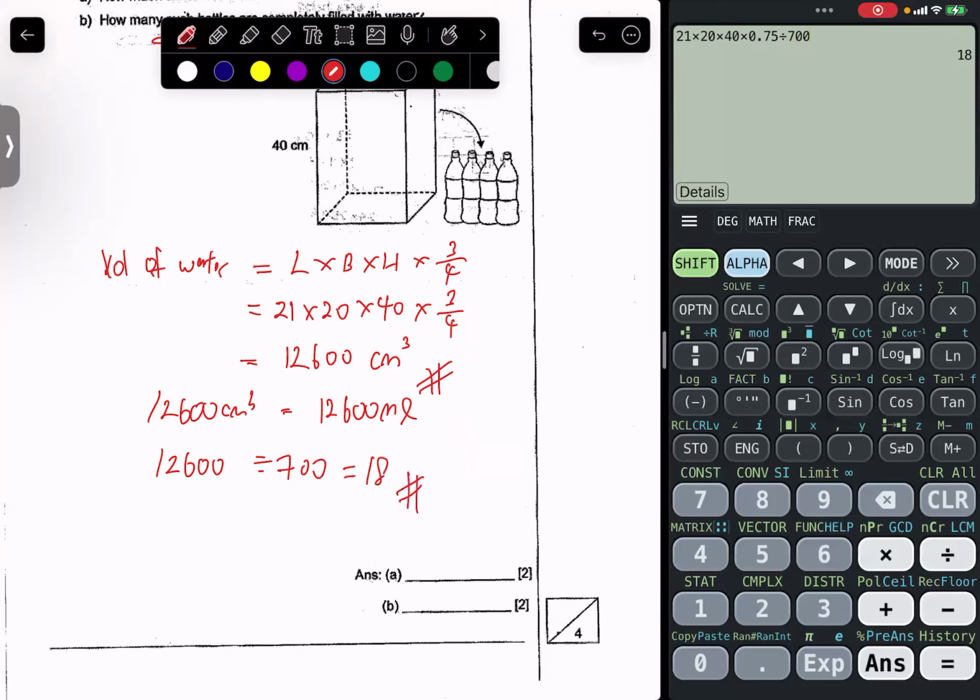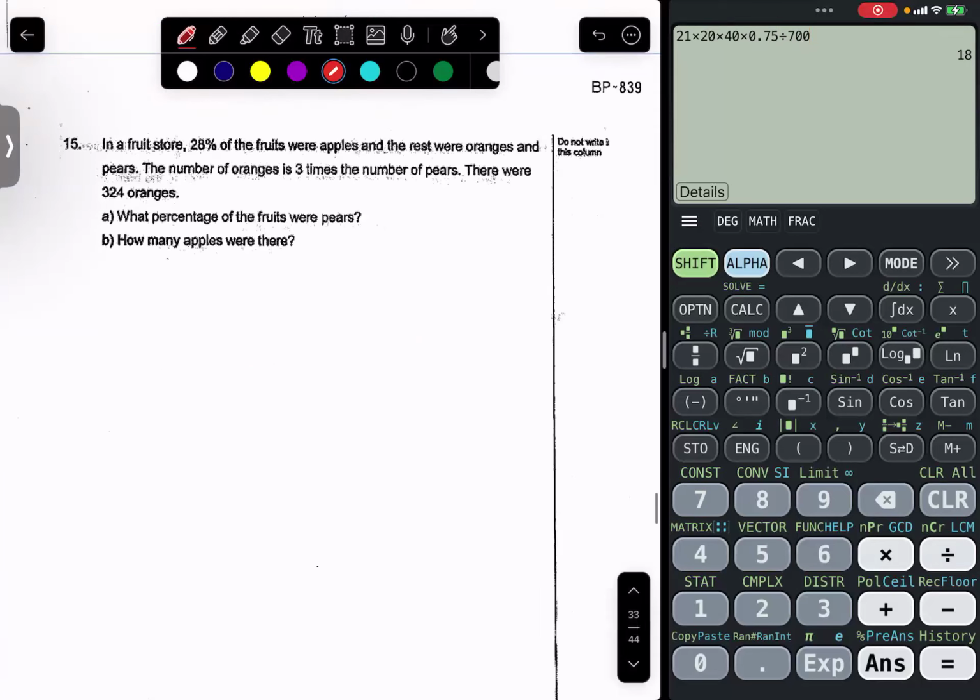18 answer. Okay, so 12600 centimeter cube, 18 bottles. Okay, question 15. In a fruit store, 28% of the fruits were apple, the rest were orange and pear. The orange is 3 times the number of pear. There were 324 orange. What percentage of the fruits were pear? How many apples were there?